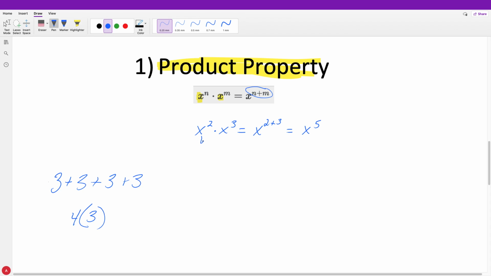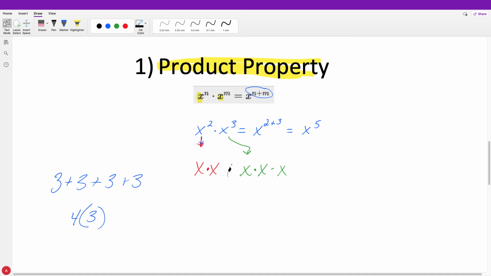Well, what this is telling me, this x squared, is that I have 2 of those x's being multiplied together. So I can rewrite x squared as x times x. And then this x cubed, I can rewrite as x times x times x, because as we talked about in the very beginning of this, that power is just telling us how many times we're multiplying that base together.